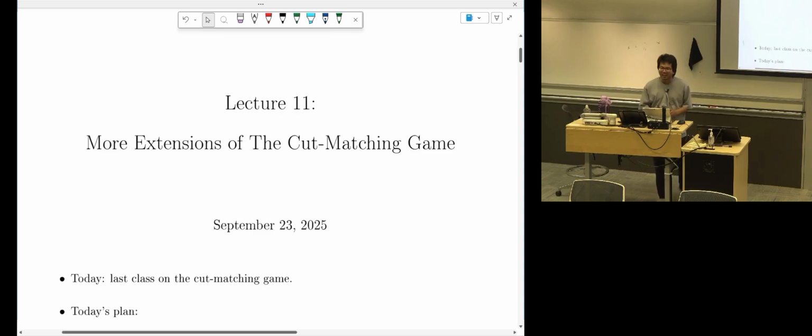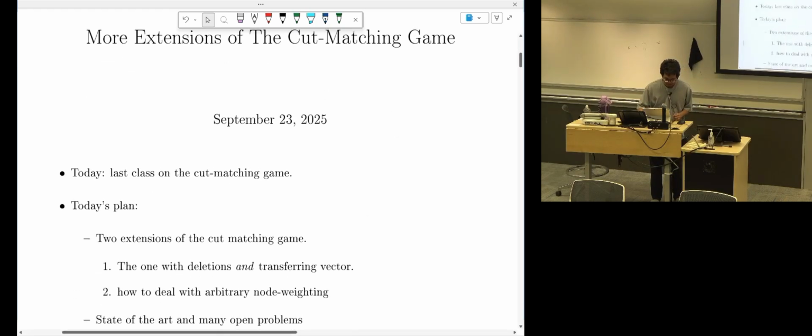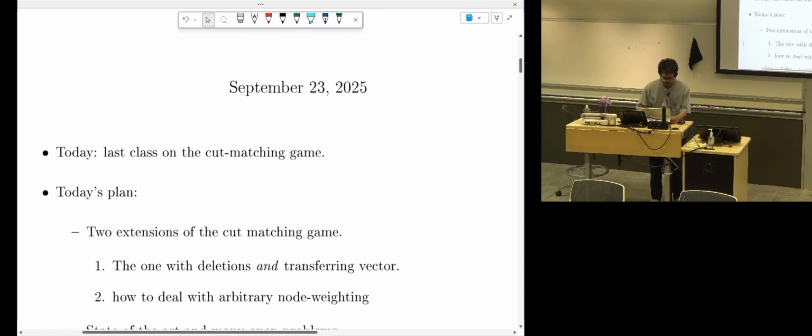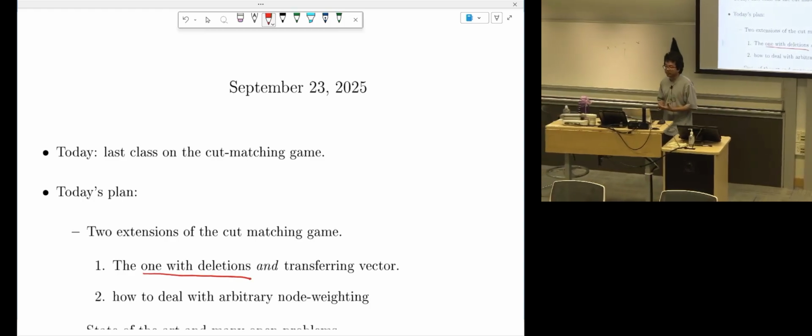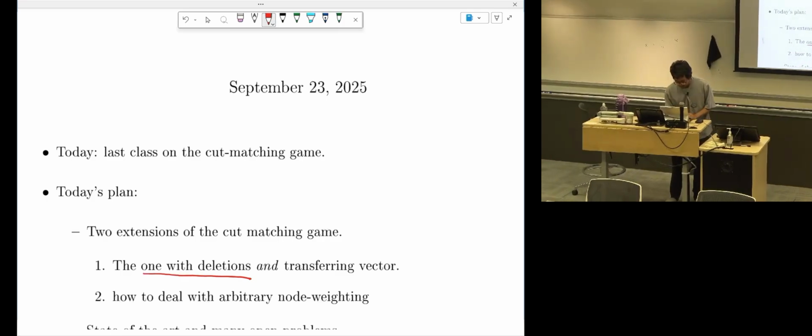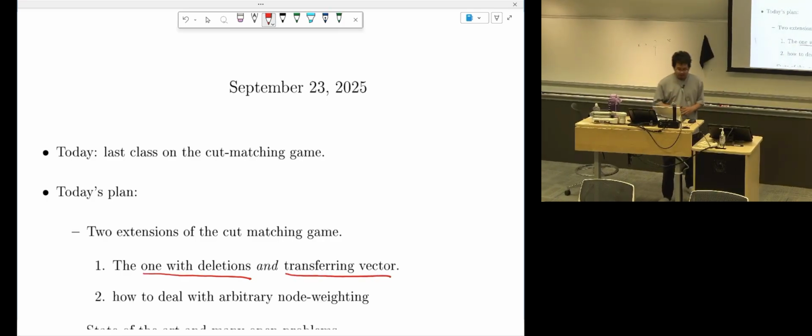Today is the last class on the cut matching game. Today's plan is to look into two extensions of the cut matching game. On Friday, we looked at the one with deletion, where there is an active set, and the matching player can choose to delete some set of vertices. And today we're going to look at the version where the matching player can transfer vectors. We'll see what it means here.